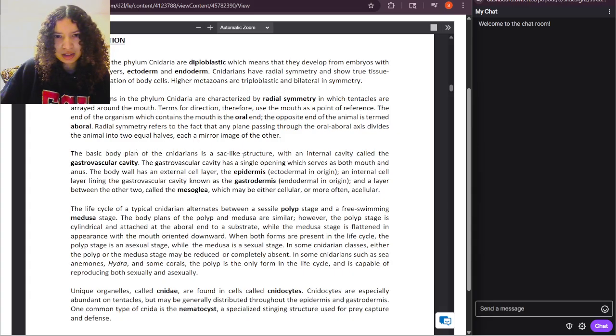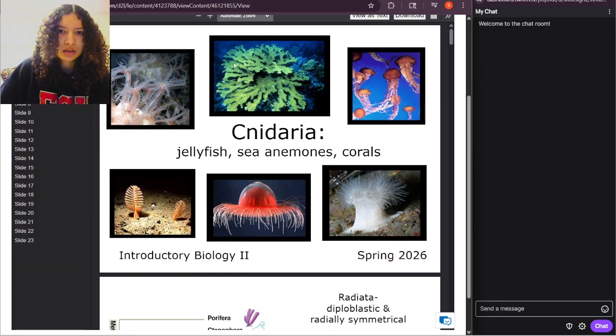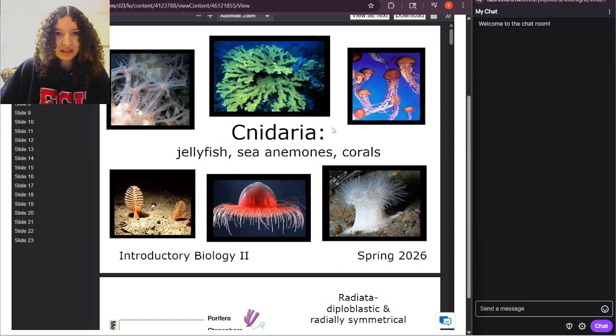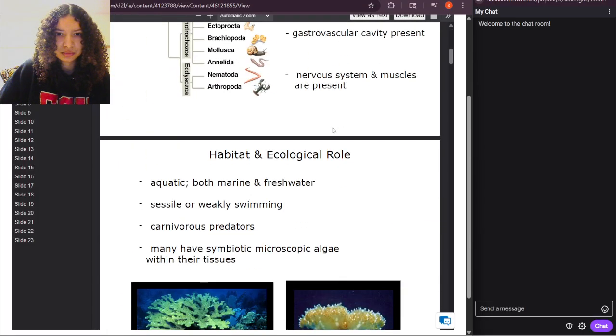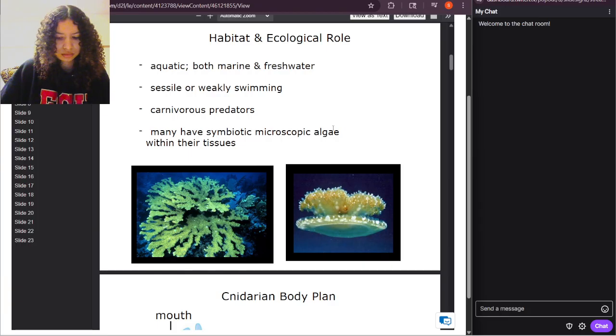Basic body plan of cnidarians is a sac-like structure with an internal cavity called the gastrovascular cavity. So Cnidaria is jellyfish, sea anemones, and corals. They are aquatic, in marine and freshwater.